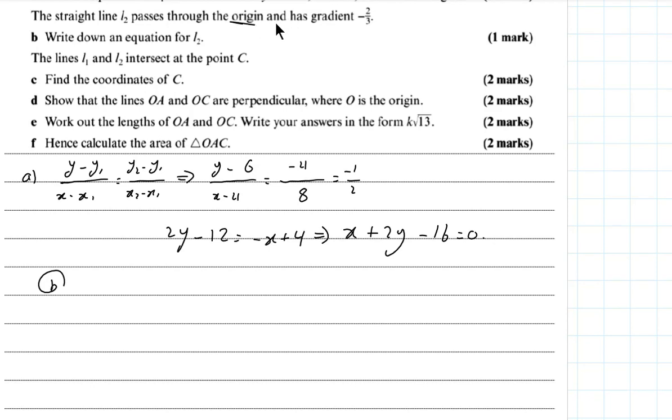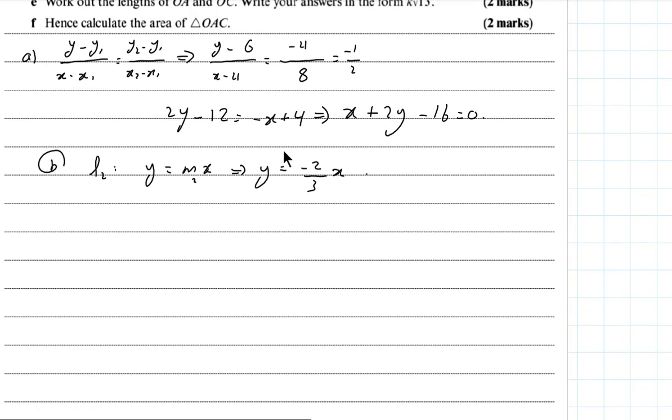Okay, the straight line L2 passes through the origin and has gradient negative 2 over 3. Write down an equation of L2. Of course, for L2 we can write y equals mx because you don't have a y-intercept now. So it will be y equals the gradient, which is negative 2 over 3, times x. Just like this. The lines L1 and L2 intersect at the point C. Find the coordinates of C.